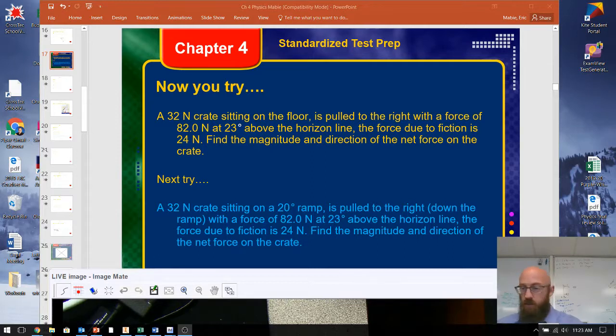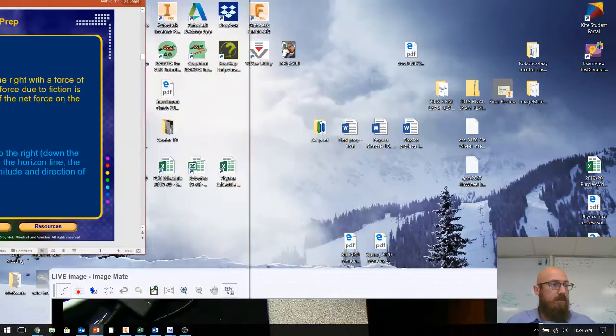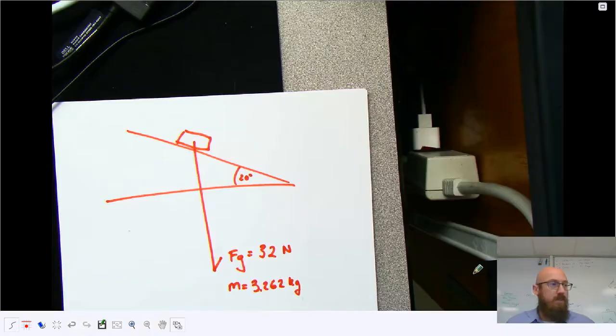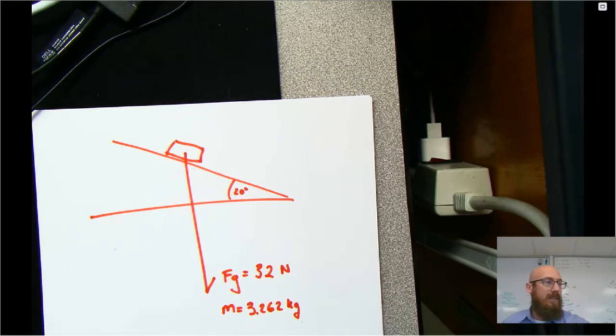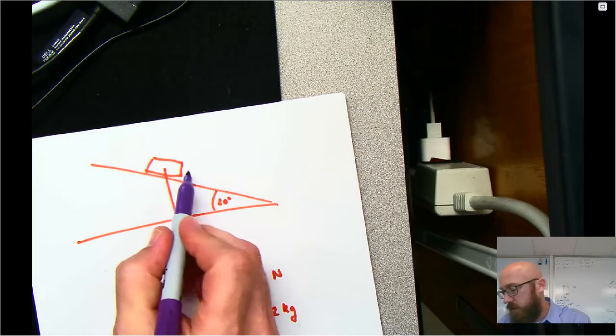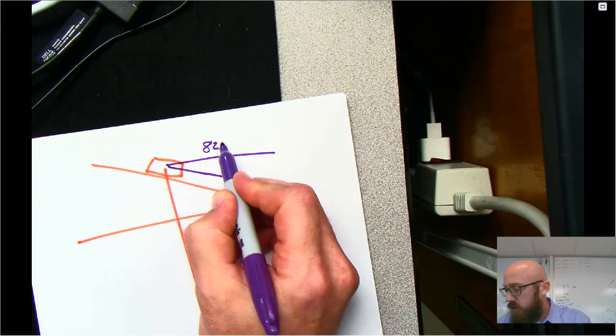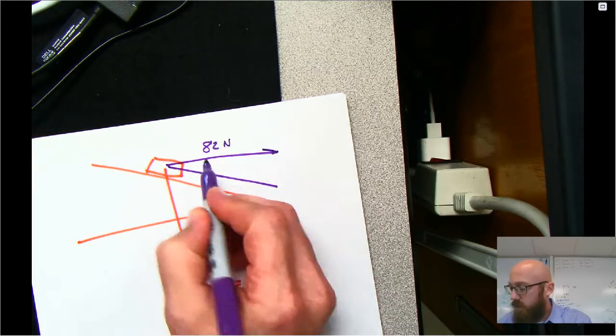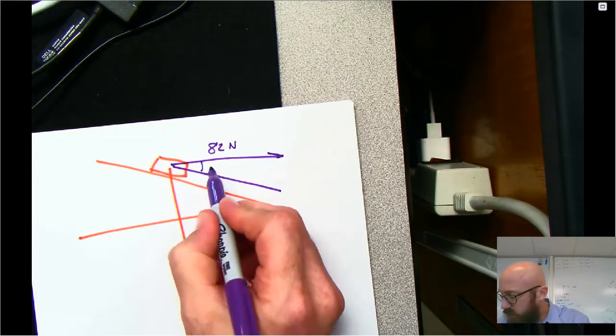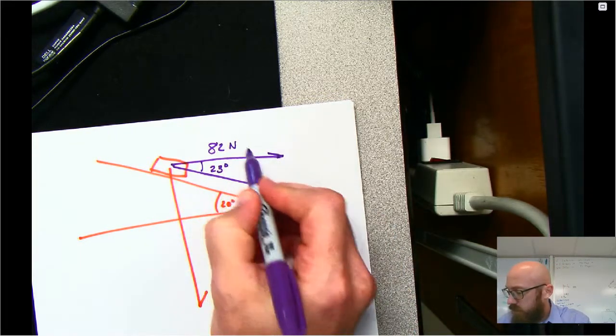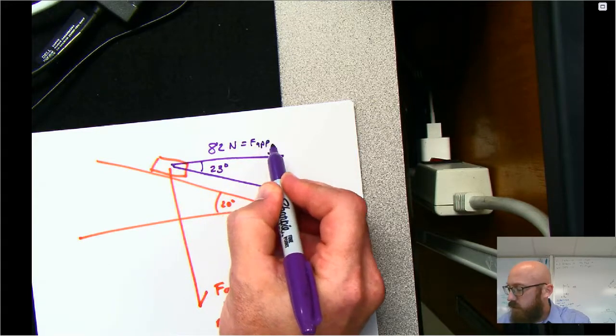Now, we've got a force being applied, just like we did the last time. Move that out of the way so you guys can see this. So we've got a force being applied, 82 newtons at 23 degrees above the horizontal. That's force applied.